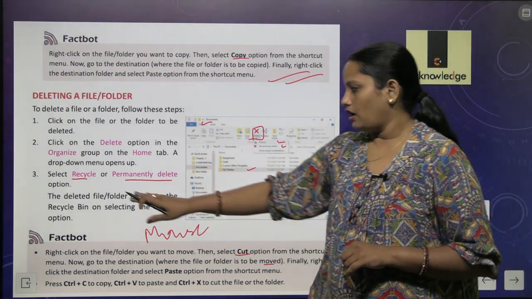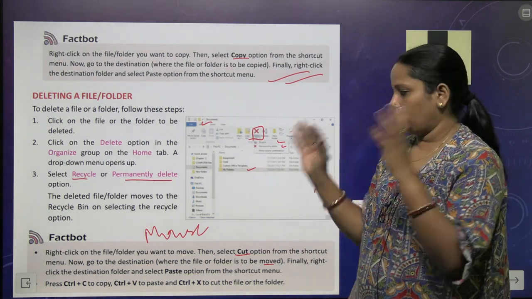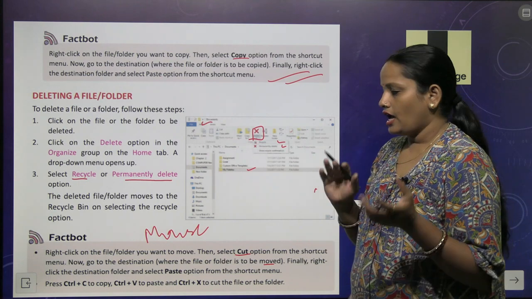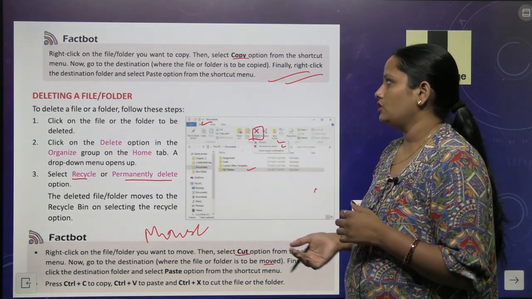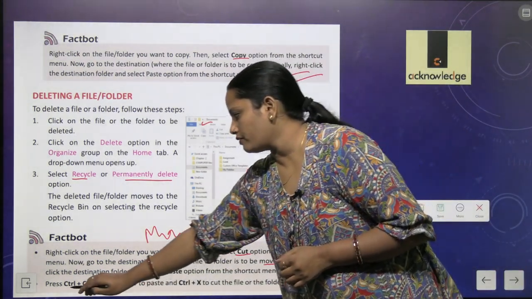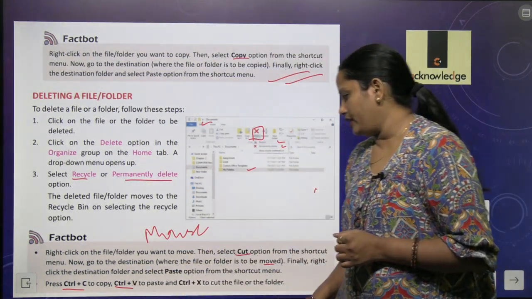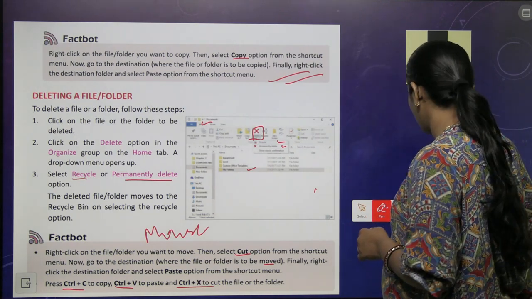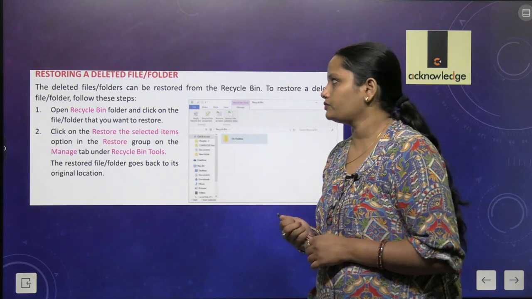So this fact board is telling us how we can cut or copy a folder by using a mouse, and we can paste it to another location. The shortcut keys are also given: Control C for copy, Control V for paste, and Control X for cut. So all these options can be used to move the file or folder.